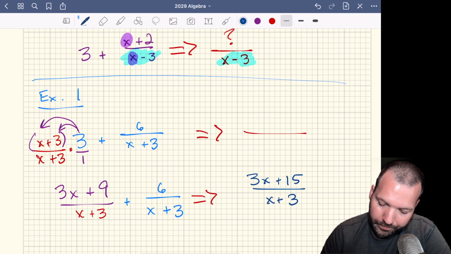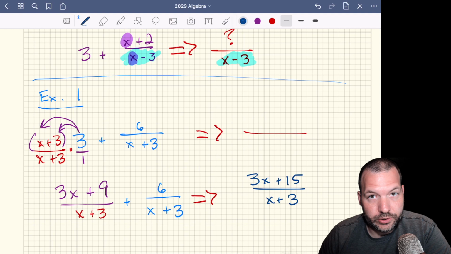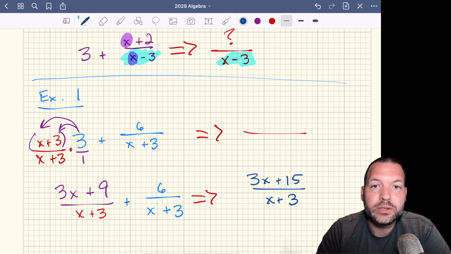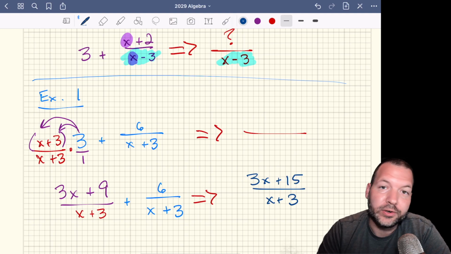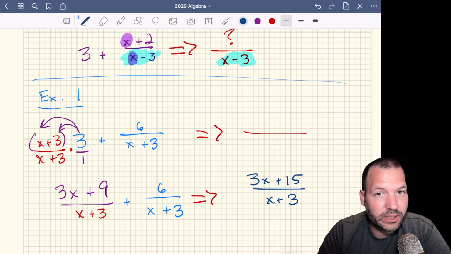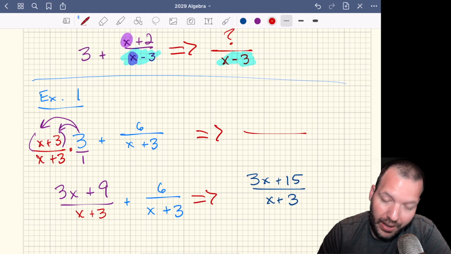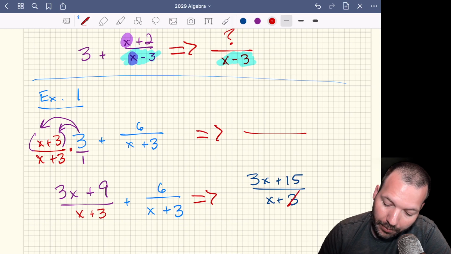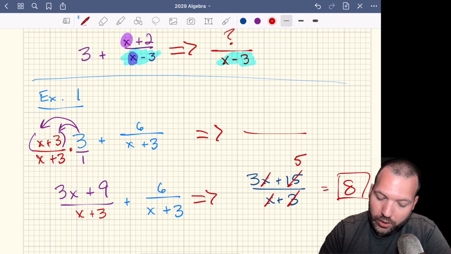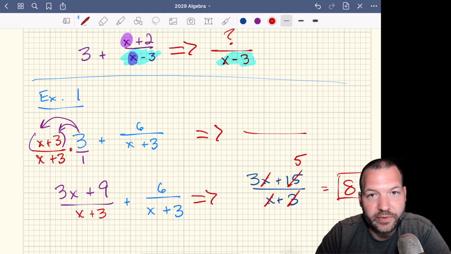Now, at this stage, you are going to be tempted to cancel, right? And there's a good way to be tempted to cancel, though still unnecessary, and there's a bad way to be tempted to cancel. The bad way is going to result in some dead puppies. 3 goes into 15 5 times. X goes into x 0 times. Oh, wow, that's nice. This expression simplifies to 8.